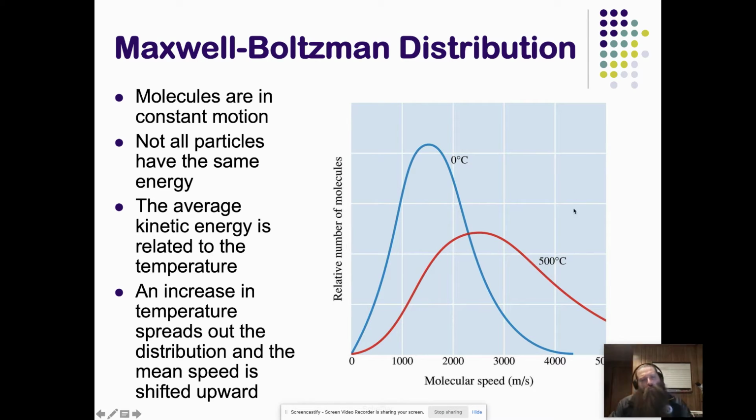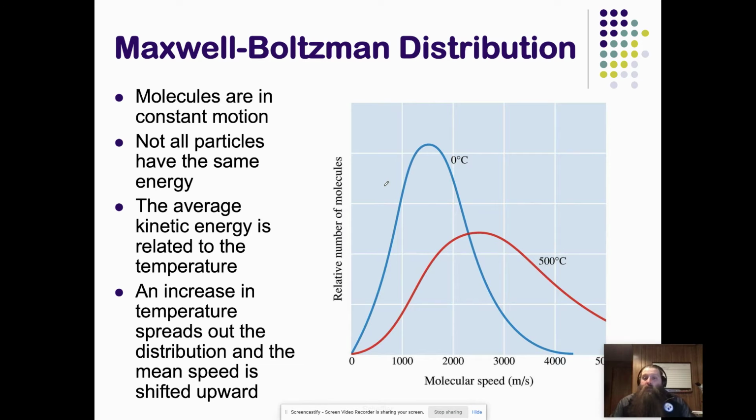And so this graph right here, which we call a Maxwell-Boltzmann distribution, is a graph that shows us the average number of particles moving at a certain speed at a given temperature. So let's break this down and see what we're looking at. On the y-axis, we have the relative number of particles. So the higher the value on the y-axis, the more particles are moving at that speed. The x-axis is the molecular speed in meters per second.